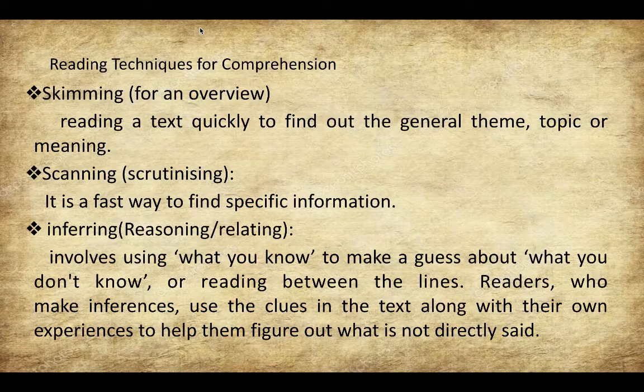Reading techniques for comprehension. You can skim for an overview. That is, you can read a text quickly to find out the general theme, topic, or meaning. You can scan, so that is a faster way to find specific information. Inferring, reasoning, and relating. As mentioned before, that involves using what you know to make a guess about what you don't know, or to read between the lines. Readers who make inferences use the clues in the text along with their own experiences to help them figure out what is not directly said. So you read between the lines, you reread the passage again to try to figure out what the clues are and what the question is asking.